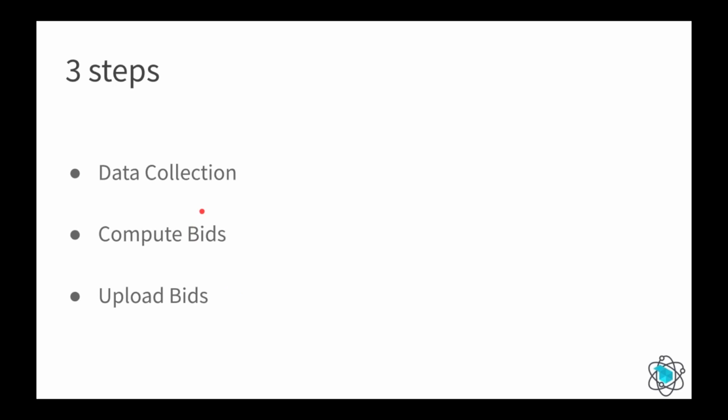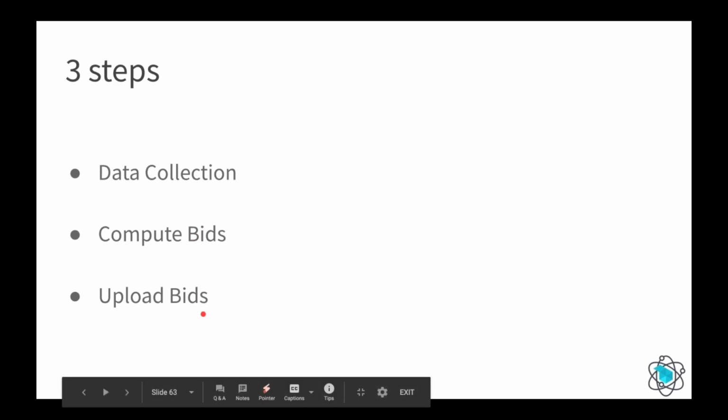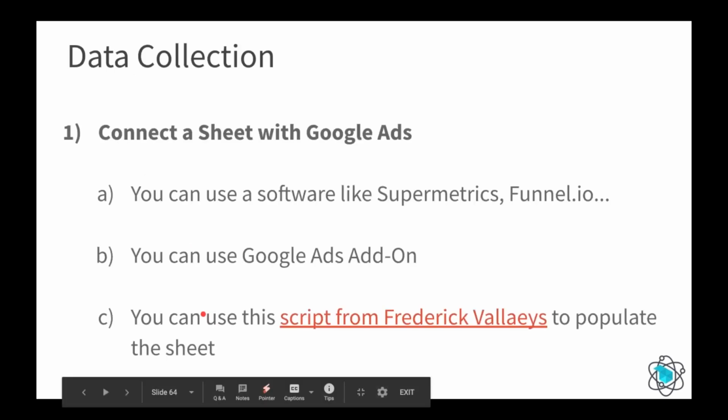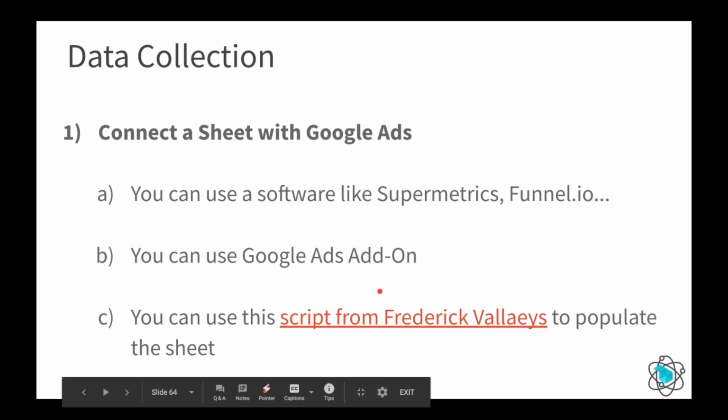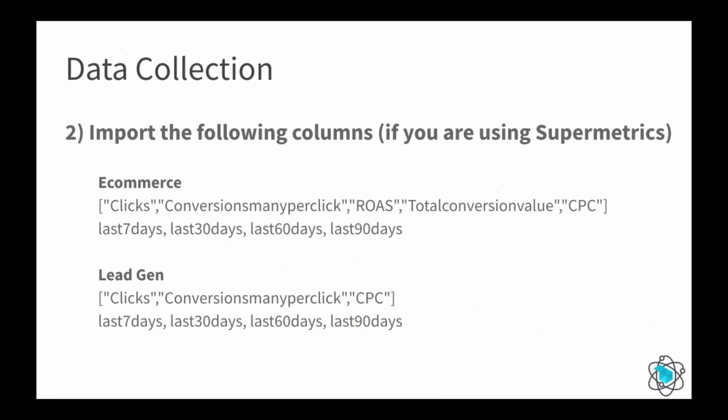There are obviously 3 very simple steps: collecting data, computing the right bid, and uploading the bid. Let's see how we first collect data. The first step, we need to create a Google spreadsheet, and then we need to connect that with Google Ads. There are different options to do that. The first one, we can use software like Supermetrics or Funnel.io. There are even more software in the market that do exactly that. Or we can use a very beautiful script from Frederick Vallaeys from Optmyzr that does exactly that.